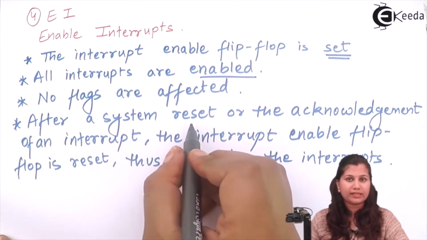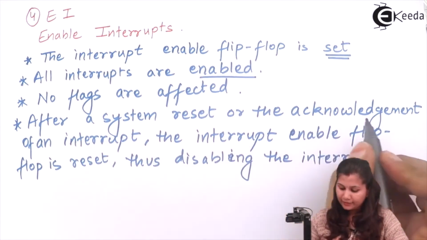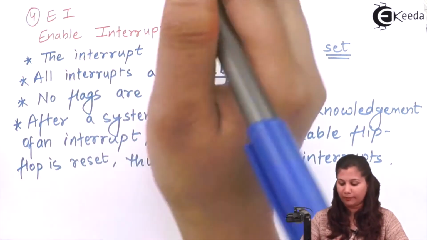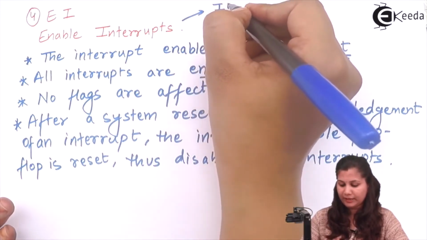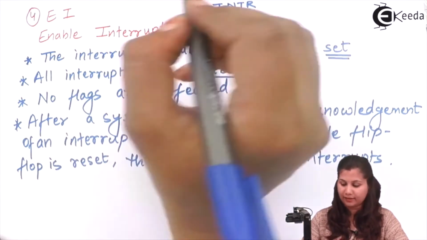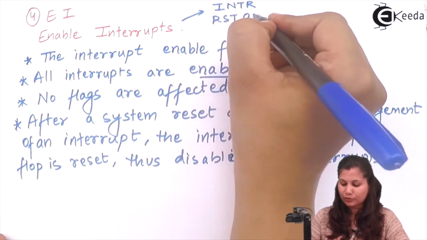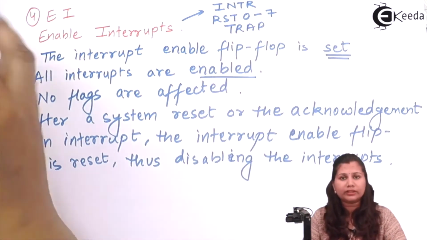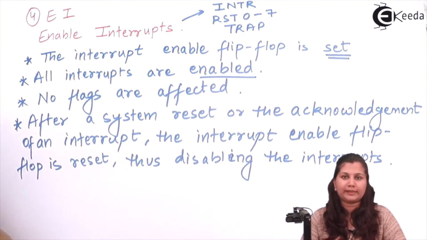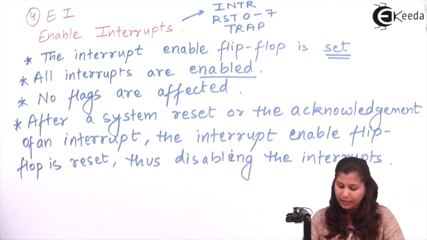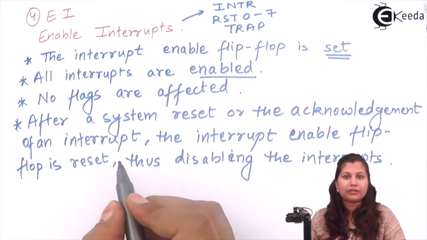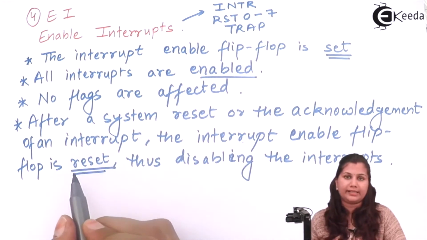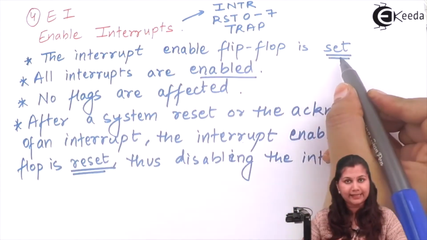Now, how the microprocessor comes to its initial, reset condition: after the system is reset, and after the acknowledgement of an interrupt, because this instruction is enabling all the interrupts. So if INTR, interrupt request, is there, and then we have RST 5.5, 6.5, 7.5, and TRAP is there, then all the interrupts which are given to the microprocessor will be executed. And after the acknowledgement of all the interrupts, the interrupt enable flip-flop is again reset, because this instruction is setting the flip-flop.